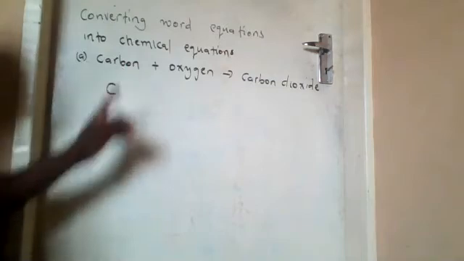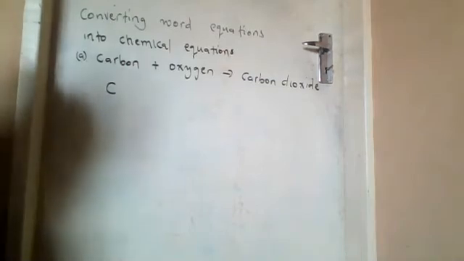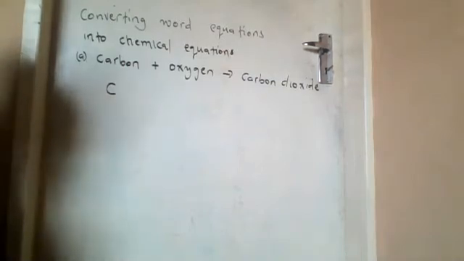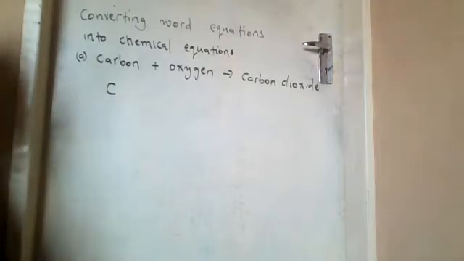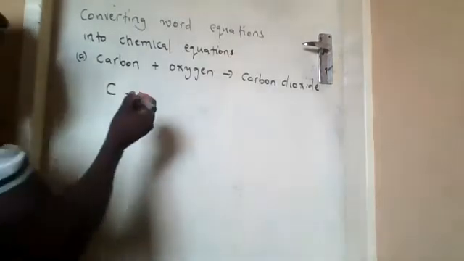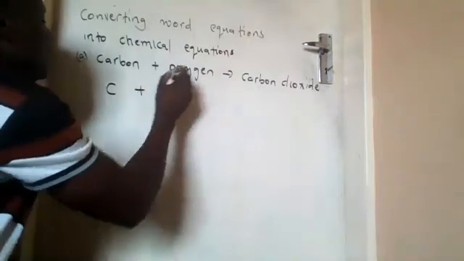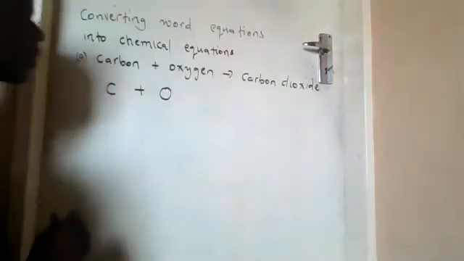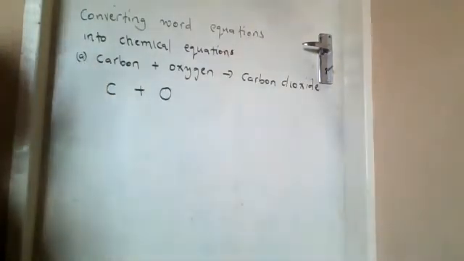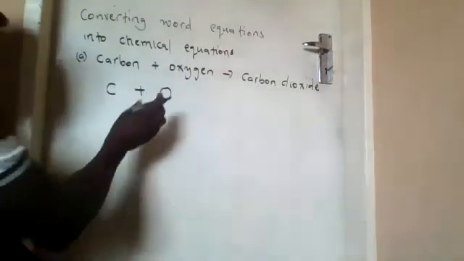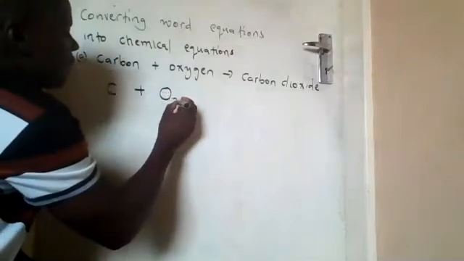Now, carbon is a monoatomic element. When I say a monoatomic element, I'm talking about an element which can exist on its own as a single element. So we're going to have carbon, and then plus oxygen, the symbol is O. But oxygen, just like nitrogen, hydrogen, fluorine, chlorine, bromine, and iodine, are diatomic elements. That means when you're writing oxygen, you have to put a 2.